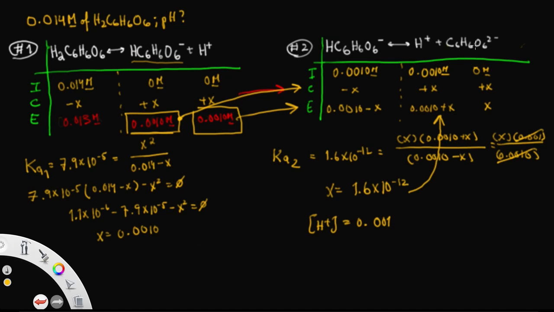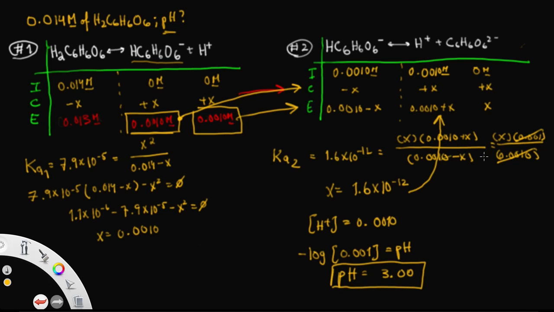Same thing I can do for these guys, but I'm asked for pH, so I really only care about my H plus concentration. And if I do the negative log of this H plus concentration, which is 0.001, to get my pH, I get that my pH is going to be approximately 3.0, and because I have 1 sig fig here, I should only put 1 sig fig, but because our K value has 2, I'm going to put another sig fig here. So our pH would be equal to 3.00.